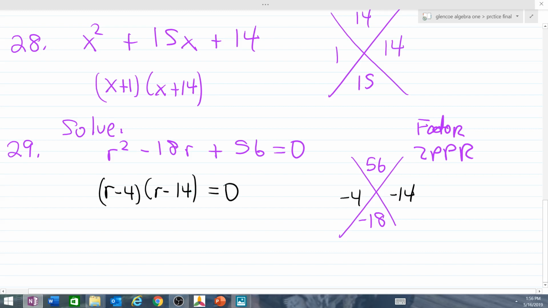I'm going to caution you for a minute. If you look at the practice final in front of you, you're going to see that one of the choices is negative 4, negative 14. And that is an incorrect answer. Those are the factors, but we didn't zipper it. If you know the correct answer, could you please stand?